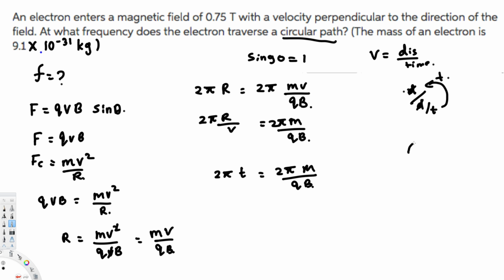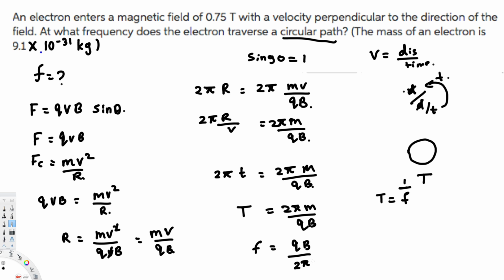And we know that whenever we have a circle, the time to complete one circle is called a period, capital T. So instead of 2 pi t, we can replace this with capital T, that's going to be the period, right? And the period is equal to 2 pi m over qb. And then period is equal to 1 over frequency. So if I write f right here, this value is going to be flipped, like a reciprocal of this one. F is going to be equal to qb over 2 pi m.